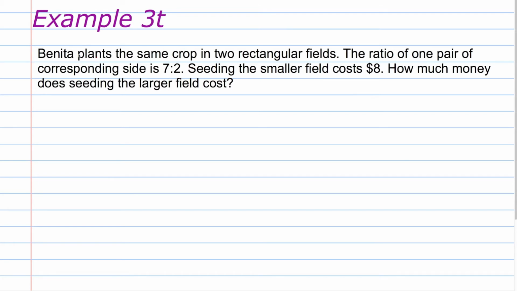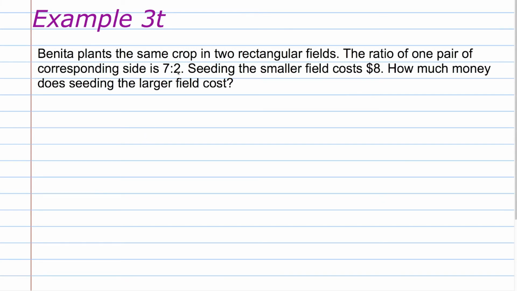Example 3T, we're told that Benita plants the same crops in 2 rectangular fields. The ratio of one pair of corresponding sides is 7 to 2. Seeding the smaller field costs $8. How much money does seeding the larger field cost? Well, first thing you should notice is that we have no units here. We're not told feet, meters, or anything such as that. So we're just going to be working with numbers, and at the end, dollars is our answer.